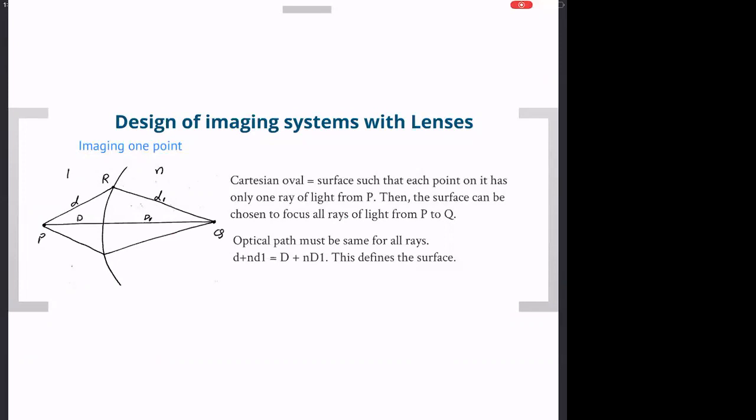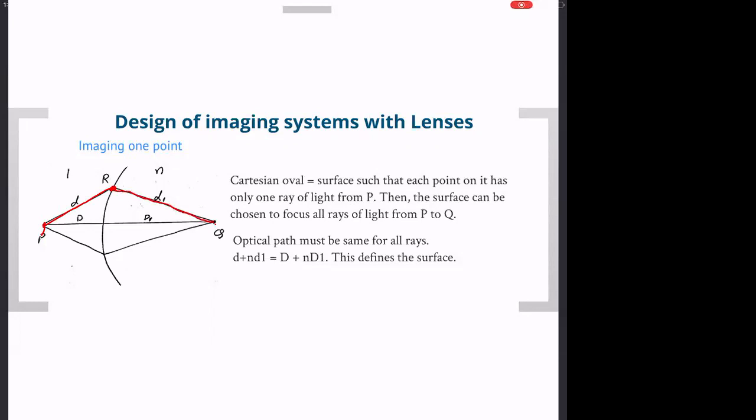If you think about how we design imaging systems with lenses, we typically design them with curved surfaces. We call this mathematically a Cartesian oval. Let's say we're only interested in imaging one point, P, and we want to make sure all the light that comes from P ends up at Q. A Cartesian oval is a surface such that each point on it has only one ray of light from P. So if I take any point, for example R, I can draw a straight line from P to R, which represents the ray. And what the surface does, based on refraction and Snell's law, is simply redirect that ray to Q.